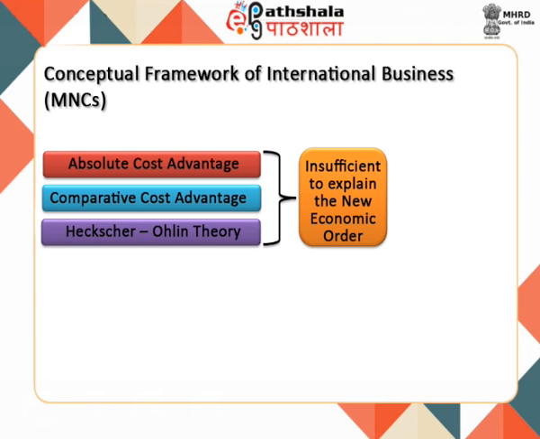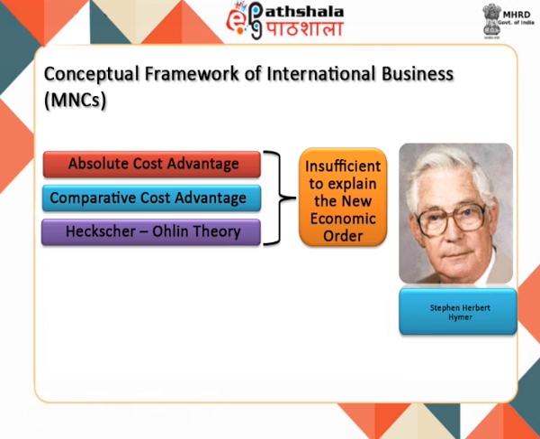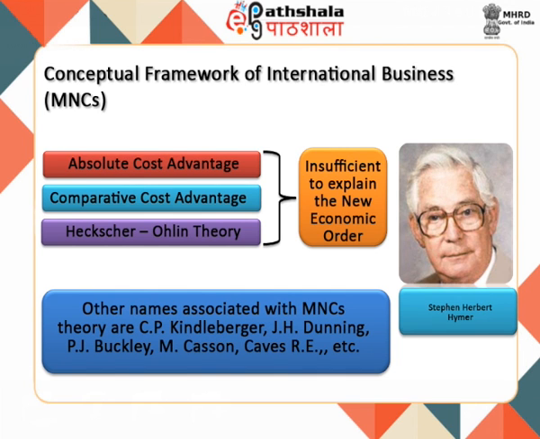The first attempt to explain international business, that is MNCs, was made by Chandler by explaining the spread of railways in the 19th century through transfer of technology, investments, and trade. But the father of MNC theory was Stephen H. Hymer. Other names associated with MNC theory are C.P. Kindleberger, J.H. Dunning, P.J. Buckley, M. Casson, Caves R.E., etc.